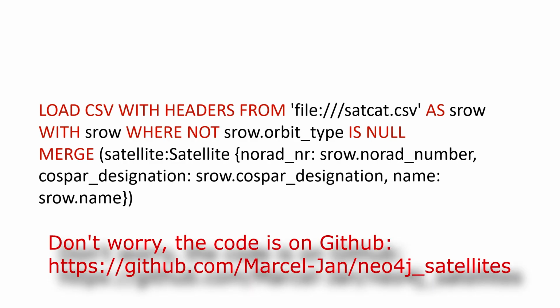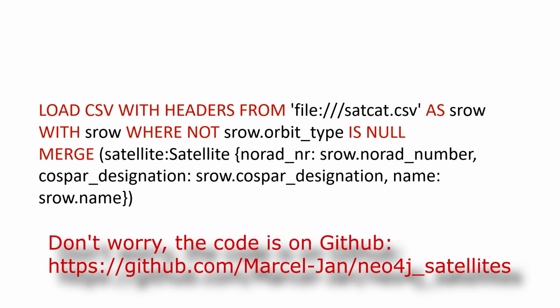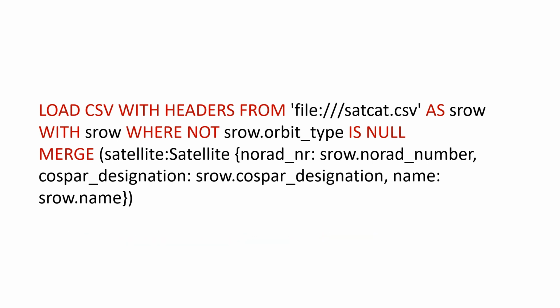So this is how it looks when you load CSV data in Neo4j. The language is called Cypher. I'm not going to explain every nitty-gritty detail, but what's happening is we load a CSV file row by row, and then we describe what parts of the row need to go as attributes of a node, and we define a satellite node.